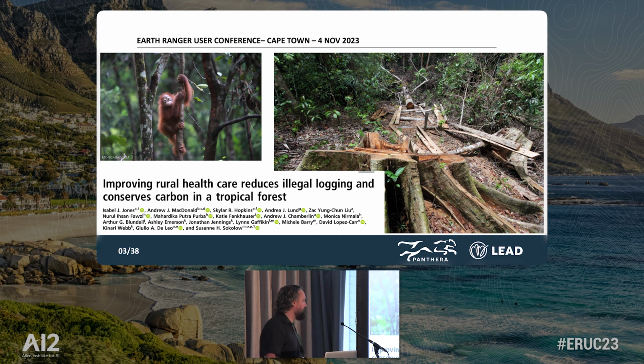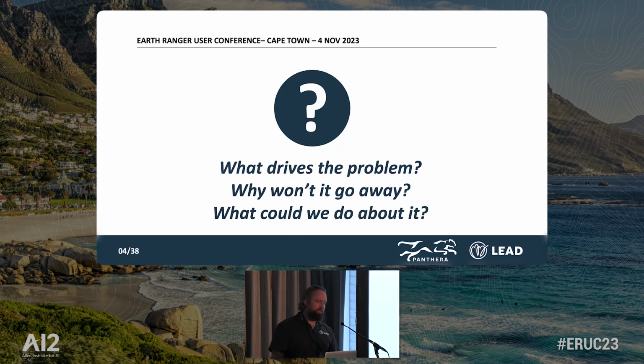And this is a great study out of Borneo that was about illegal logging in communities. And again, it was one of these things where it just wouldn't go away, right? And it was threatening the wildlife there, it was threatening the canopy cover. And so the people who ran this project started thinking, okay, how are we going to solve this problem, right? And what's driving it? Why won't it go away? What could we be doing about it?